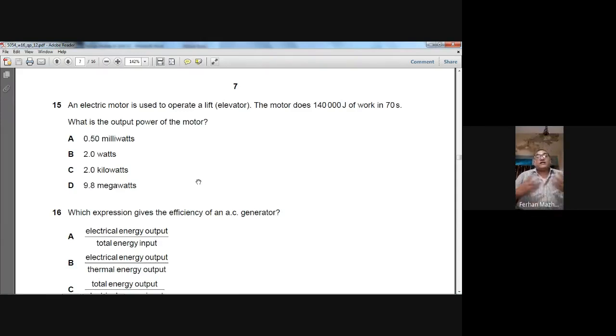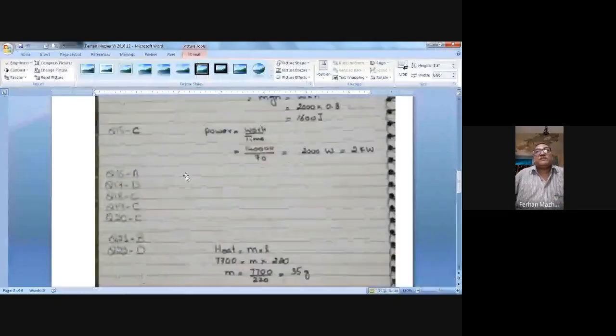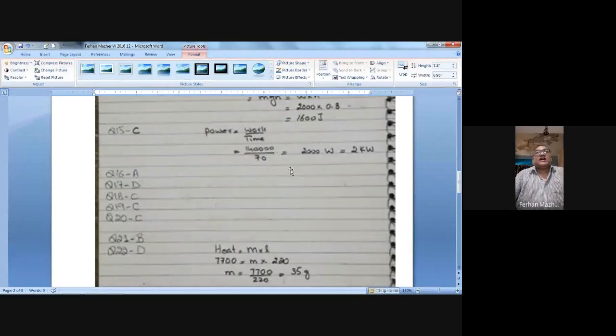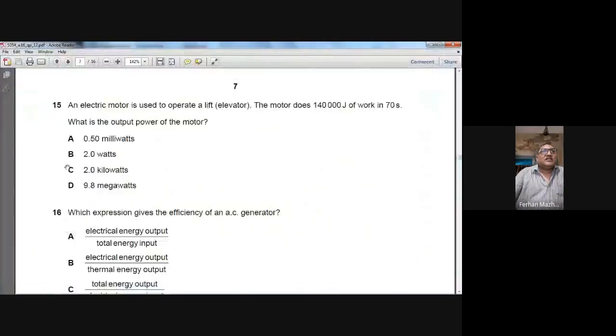You know, the power is work done divided by time, or energy divided by time. And I have done this here. You see on your screen, power equals work divided by time. The work done is 140,000 joules divided by 70 seconds, and the answer is 2000 watt. 2000 watt is 2 kilowatt. So the choice is C, 2 kilowatt. For question number 15, the choice is C. I hope you have understood this numerical.